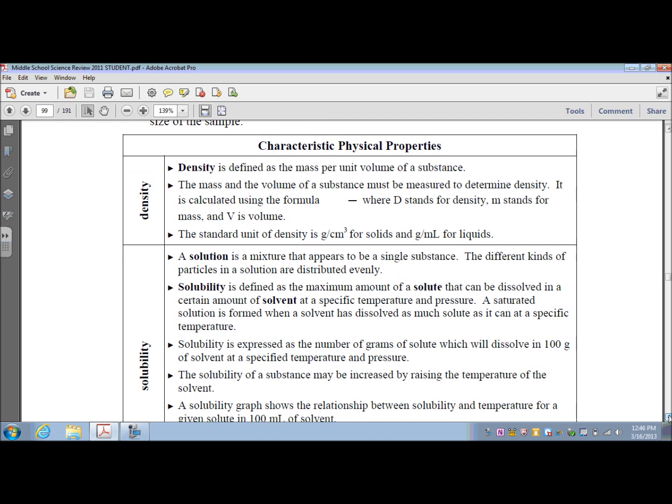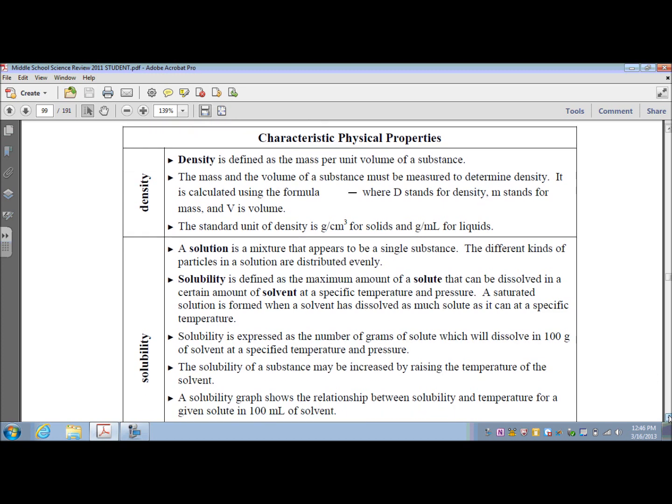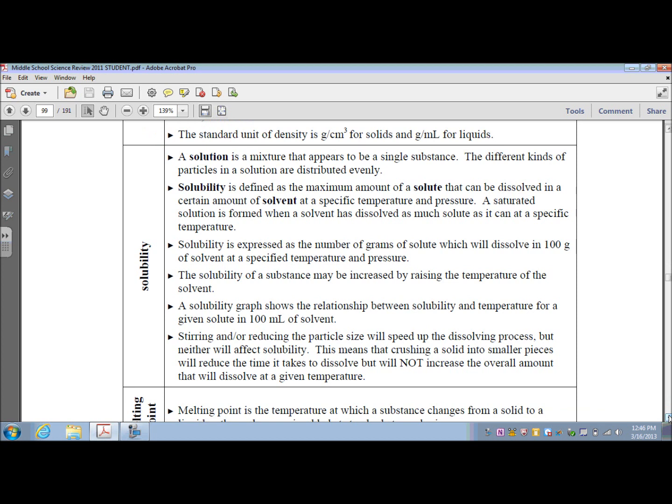Another example of a characteristic property is solubility. A solution is a mixture that appears to be a single substance. The different kinds of particles in a solution are distributed evenly. Solubility is defined as the maximum amount of a solute that can be dissolved into a certain amount of solvent at a specific temperature and pressure.